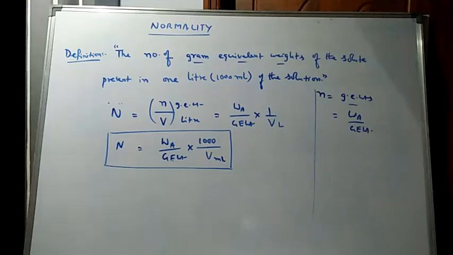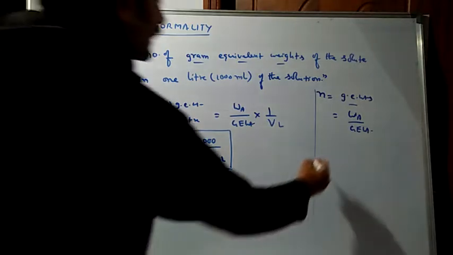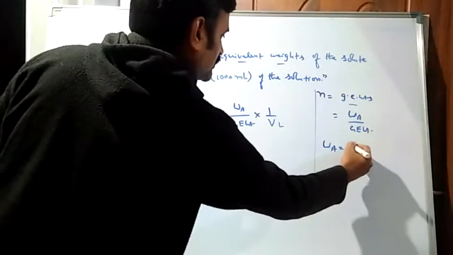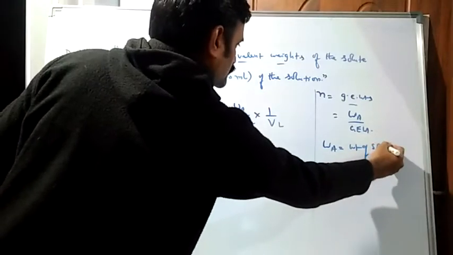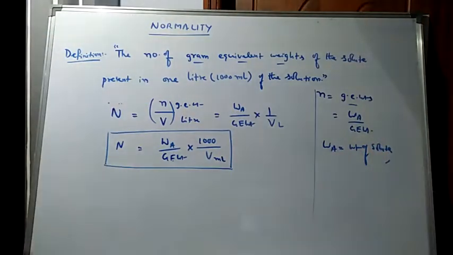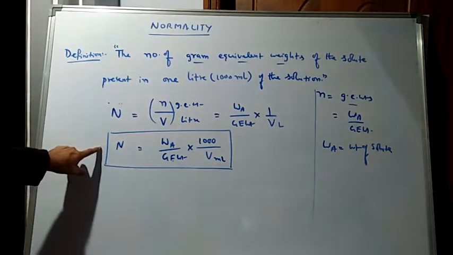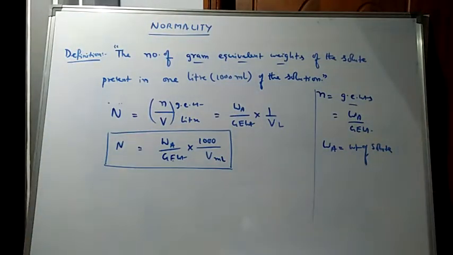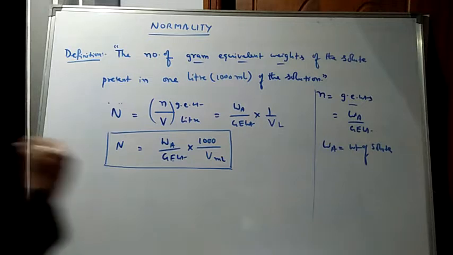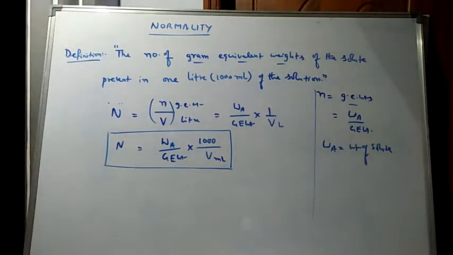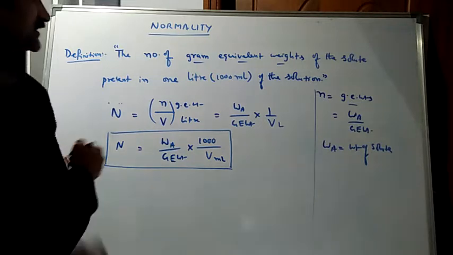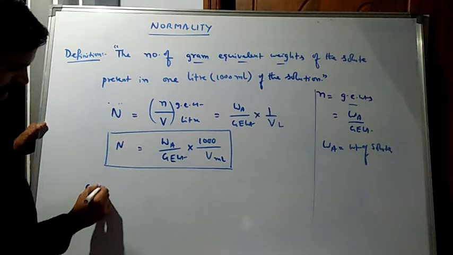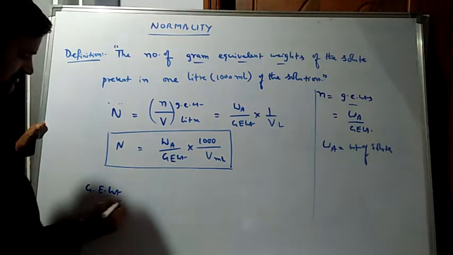So, go through the formula once again. What is the normality formula? N is equal to weight of solute. What is WA? If you have any confusion, WA is nothing but weight of solute. See the formula. Normality is equal to weight of the solute by gram equivalent weight GEW into 1000 by volume of the solution in ml. Here we are going to talk about the number of gram equivalent weights.